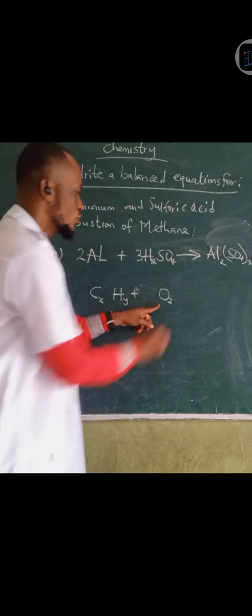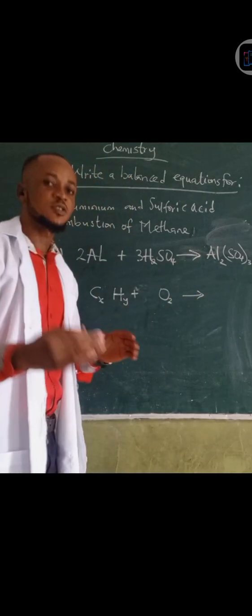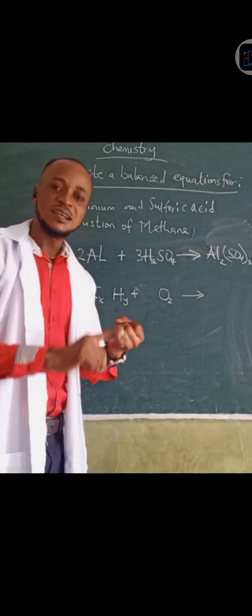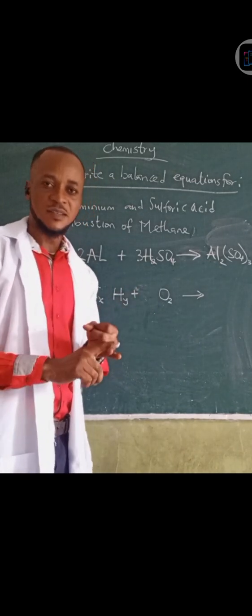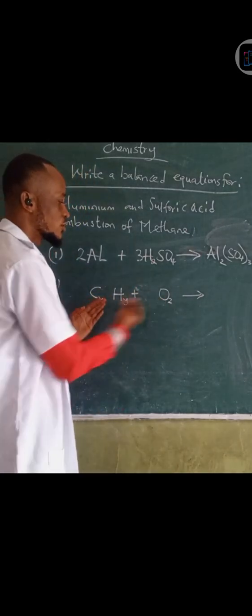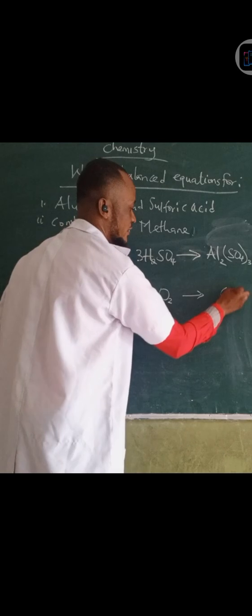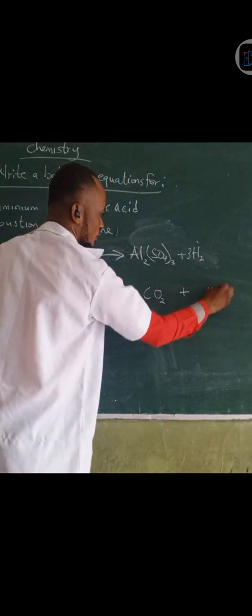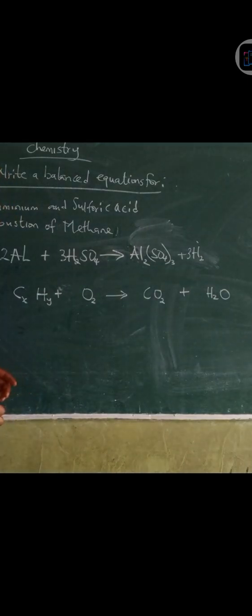Good. To give me the equation, you must know the product of combustion. The products of combustion of a hydrocarbon must be carbon(IV) oxide and water. Please put it in your brain: carbon(IV) oxide and water. Now, if I know that the products of combustion must be carbon(IV) oxide and water, I'm good to go. Are you seeing it? Good.